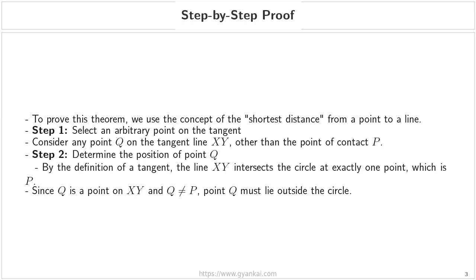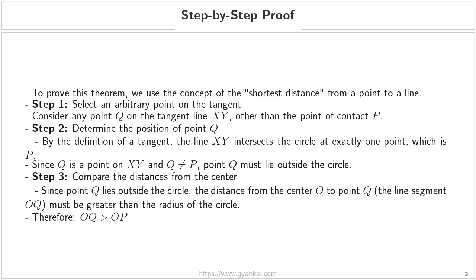Step 2. Next, we need to determine exactly where this point Q is located in relation to our circle. Think back to the definition of a tangent we discussed earlier. A tangent line intersects the circle at exactly one point, which is P. Because Q is on the line XY but is not the point P, it cannot be on the circle itself. Therefore, point Q must lie outside the circle.